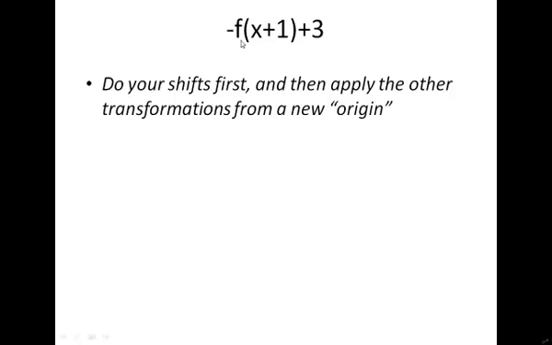Alright, this is one thing to note. We're going to perform this type of transformation. What's going on is we're adding something to the x, we're adding something not to the x, and then we're negating all of these. So we're going to do this transformation. So do your shifts first, always, alright, and then apply the other transformation from the new origin. So you're going to pretend that you have a new origin, and you're going to then do any other flips, or when we get to them, stretches and shrinks at that point. I'll show you what I mean.